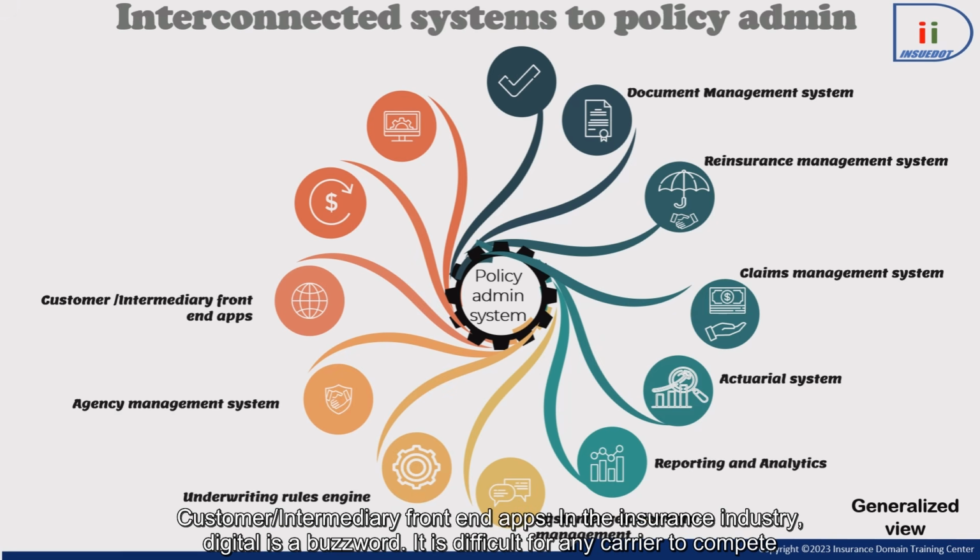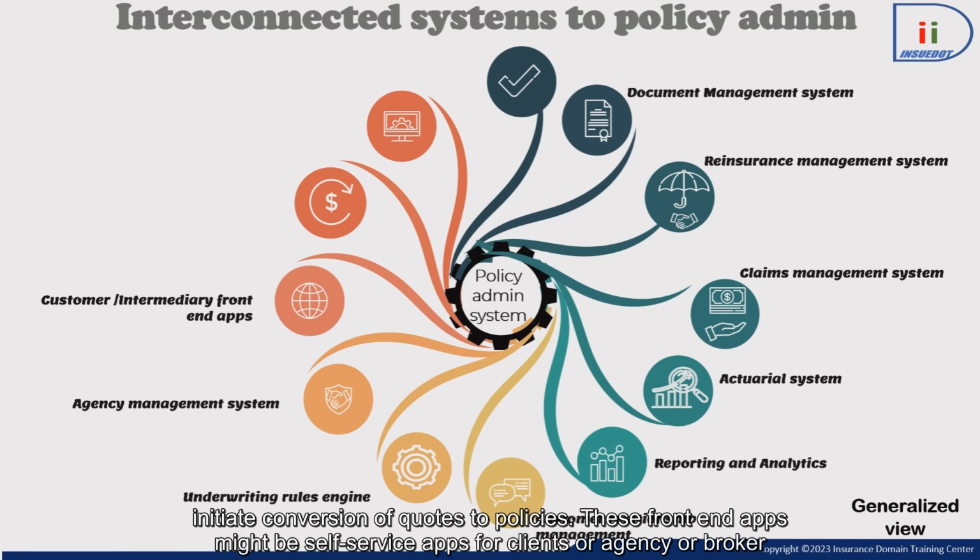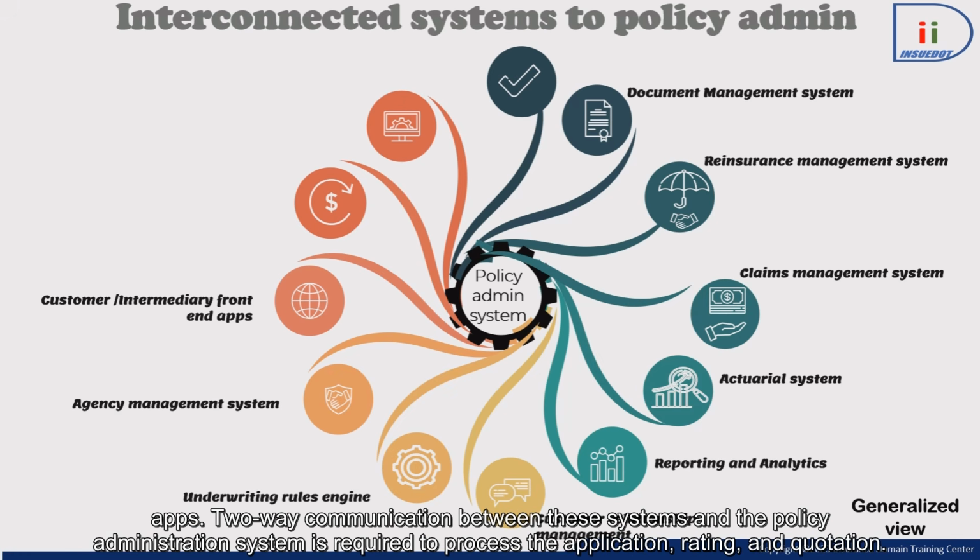Customer/intermediary front-end apps. In the insurance industry, digital is a buzzword. It is difficult for any carrier to compete in a competitive world without a digital infrastructure or front-end apps. Front-end apps are used to get quotes and initiate conversion of quotes to policies. These front-end apps might be self-service apps for clients or agency or broker apps. Two-way communication between these systems and the policy administration system is required to process the application, rating, and quotation.